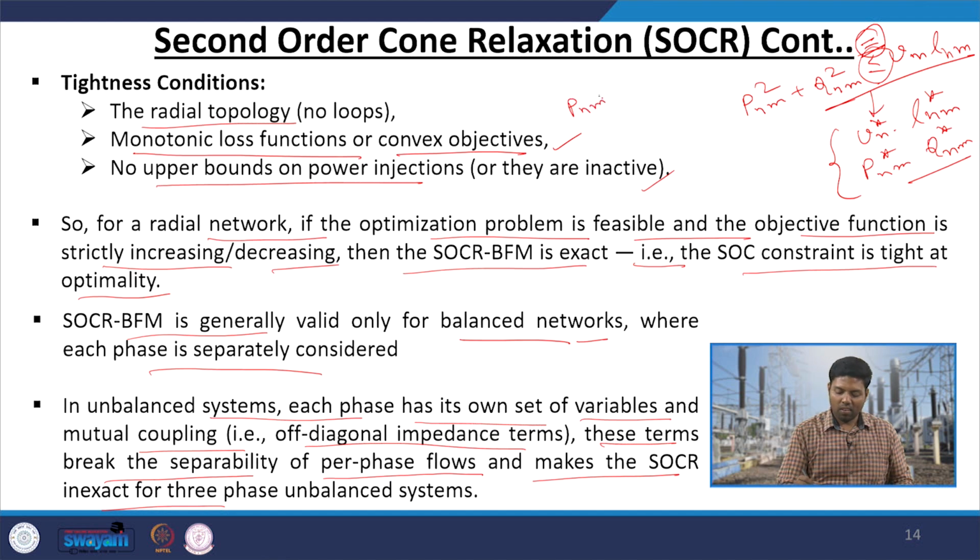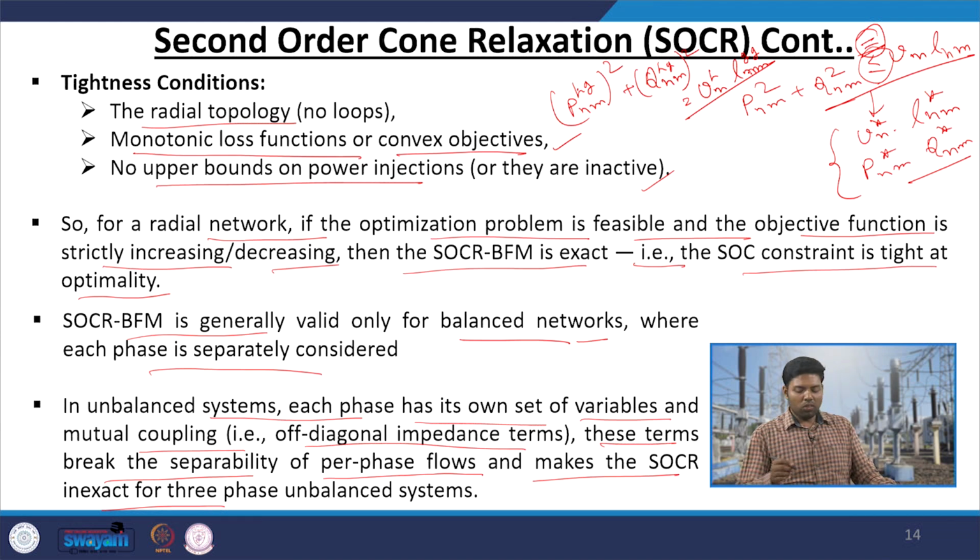So, whatever less-than-or-equal-to we took, we cannot take it if it is like this. Let us say this is your Pnm square plus Qnm square equals Vn and Lnm. We took this, right? So we have that equality for the 3-phase system, and we cannot make it less than or equal to.